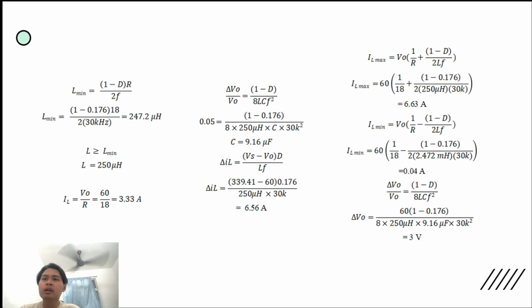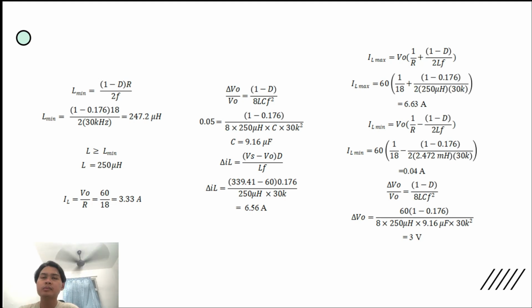Next, we need to find the value of the capacitor, and we get 9.16 microfarad. And then we need to find the average value of inductor current, which is 6.56 ampere. And then we find the maximum inductor current, which is 6.63 ampere. And then the minimum inductor current, which is 0.04 ampere. And then we can find the voltage ripple, which is 3 volt.